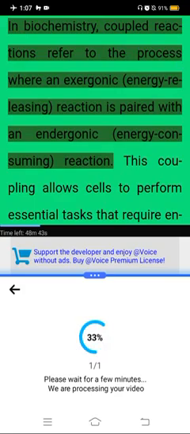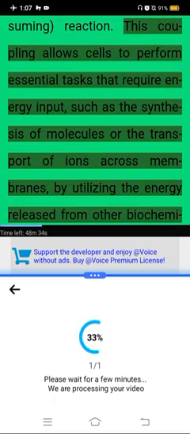In biochemistry, coupled reactions refer to the process where an exergonic, energy-releasing reaction is paired with an endergonic, energy-consuming reaction. This coupling allows cells to perform essential tasks that require energy input, such as the synthesis of molecules or the transport of ions across membranes, by utilizing the energy released from other biochemical processes.